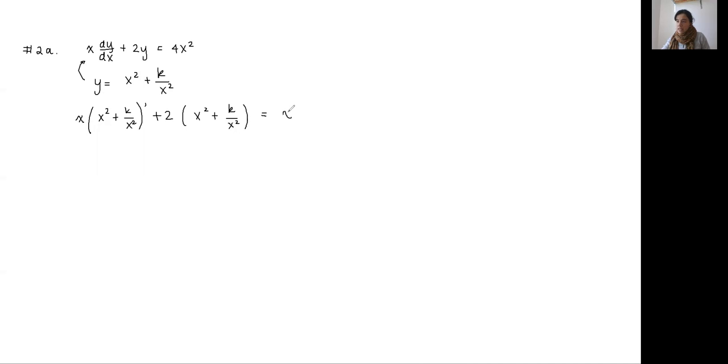So first, we're going to have x, and we're still going to have to differentiate this term, which is going to be 2x, and then k over x squared is the same as k times x to the negative 2. So when I differentiate that, it should be minus 2k x to the negative 3. And so minus 2k, and then x to the negative 3, which is the same as x to the power of 3 at the denominator. Show of hands for those of you who understand that.